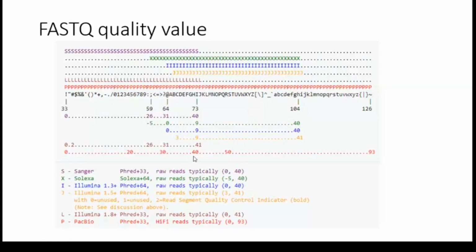Is it clear to you? This Phred quality score encoding. There are different encodings, so it doesn't matter what encoding is being used. It goes from 0 to 40, 50, or up to 60. Right? Is it clear? Yeah, it's clear.